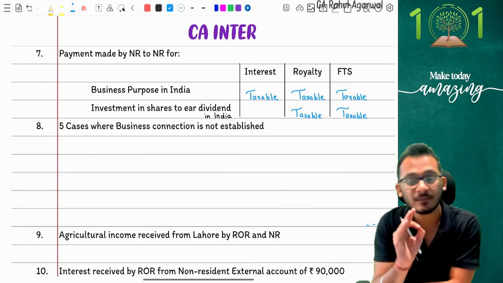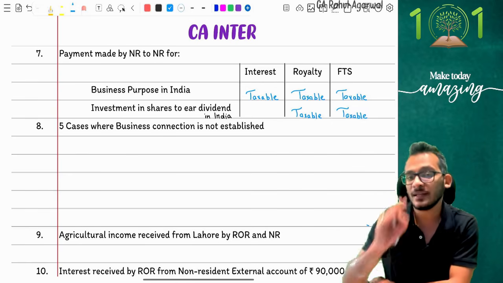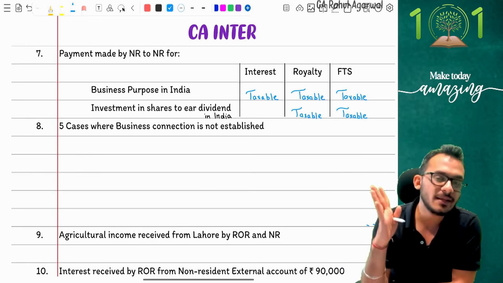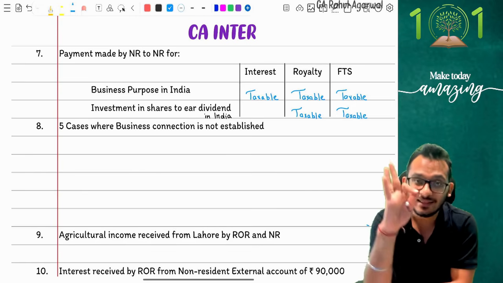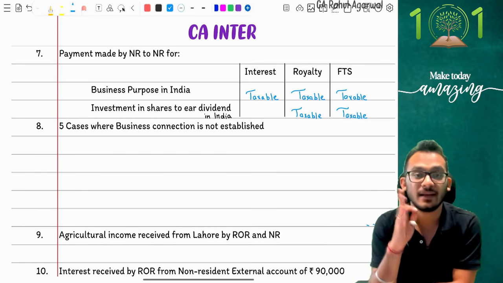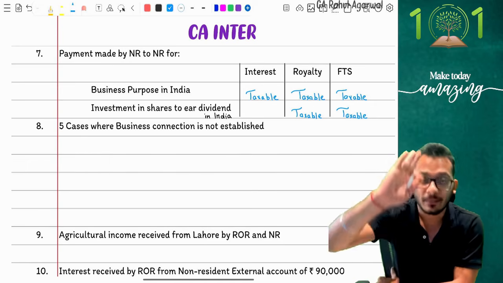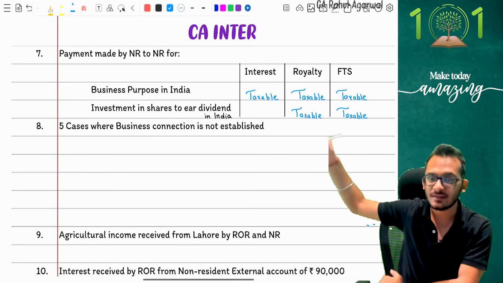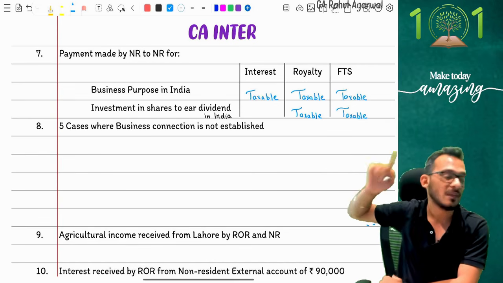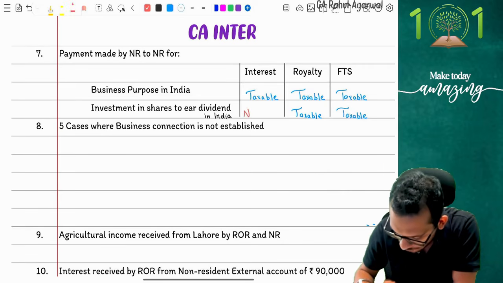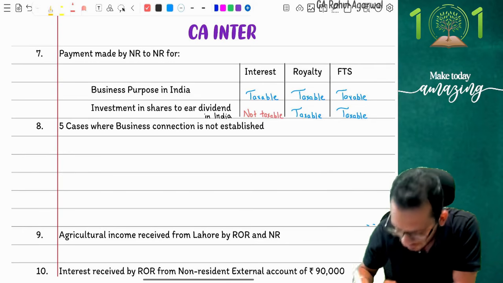But when it comes to interest, there is a problem. Income tax has clarified, any payments happening from NR to NR will only be taxable in India if it is for business reason in India. Once again, any payment from NR to NR will only be taxable in India if it is used for business reason in India. This is not a business reason. This is other reasons, investment conditions, and therefore interest has a specific rule, will not be taxable in India.